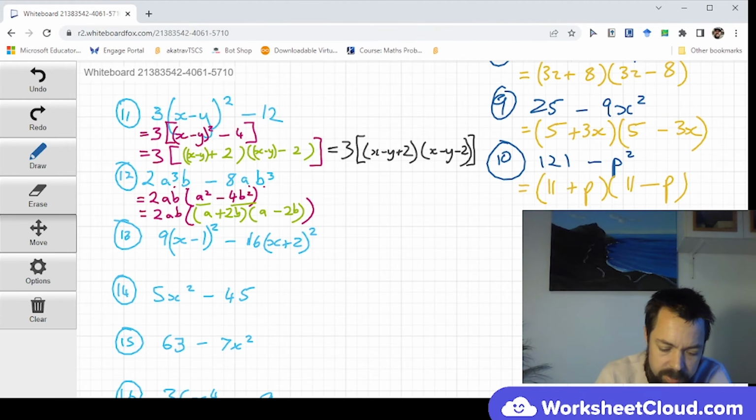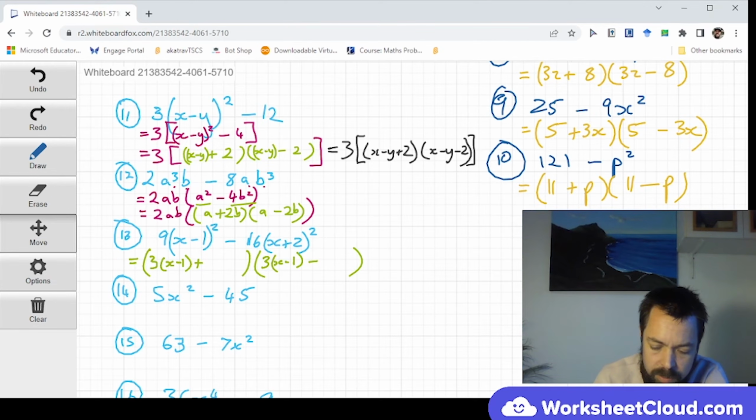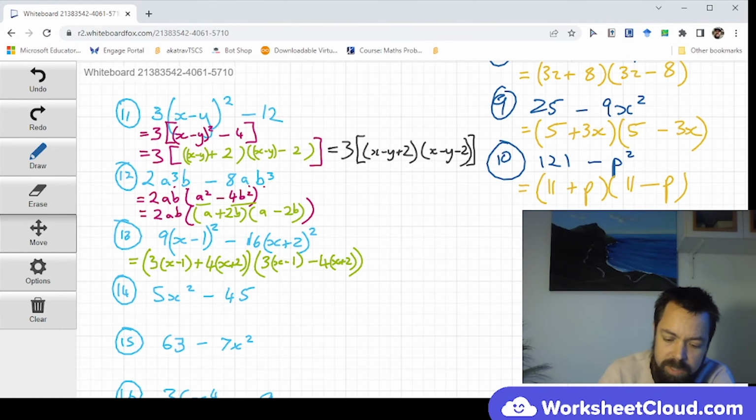Right, so let's make these brackets fairly big. So that's going to be 3x minus 1, 3x minus 1. And the second part will be 4x plus 2, 4x plus 2. Right, there we go. That one's finished.